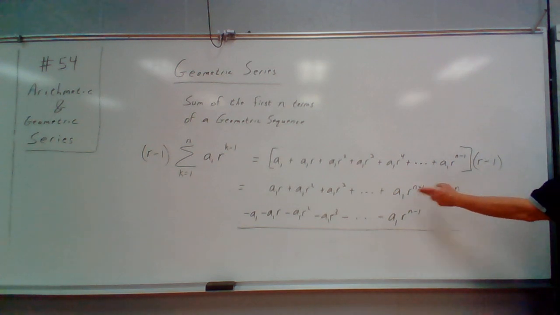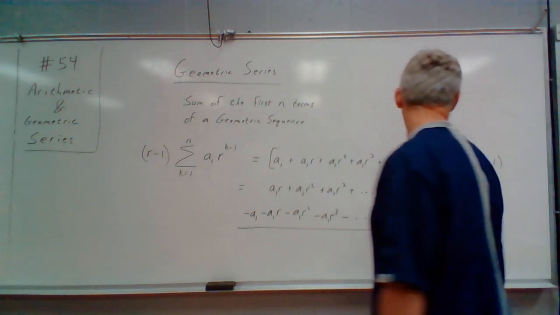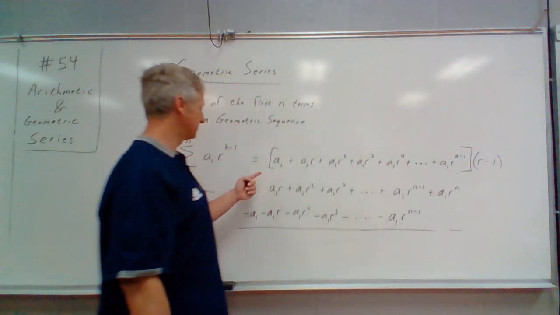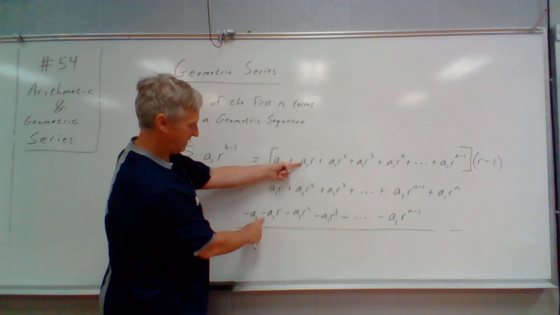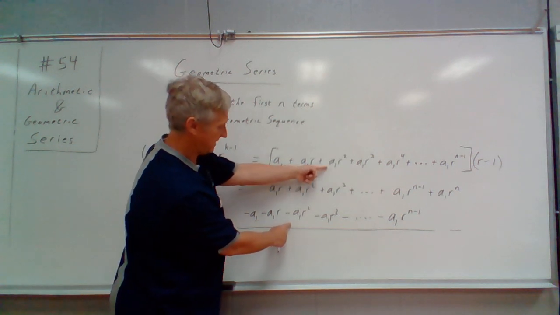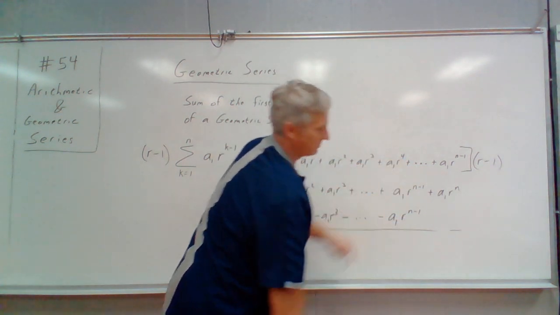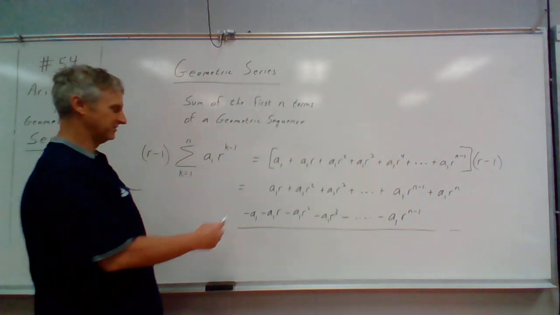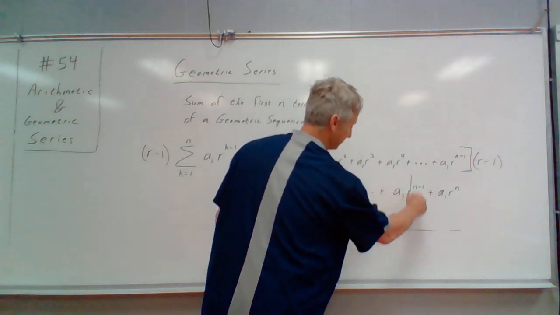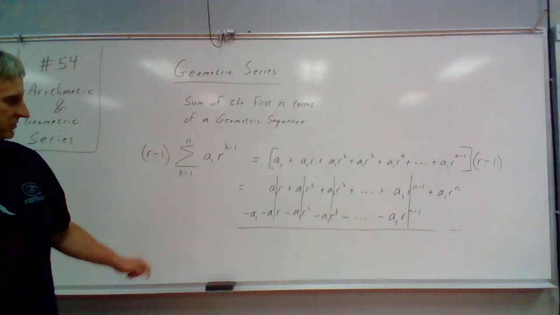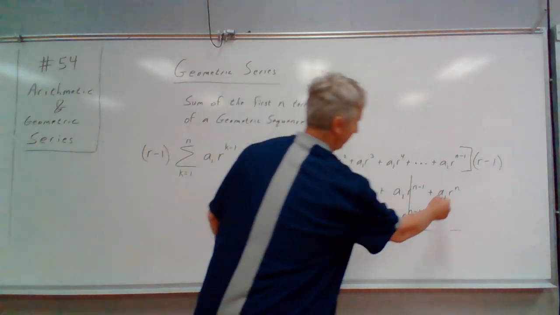All right, so I have all this written out. And I had this written right the first time. I just ignored it. All right, now I'm going to multiply everything by the minus 1. So I get minus a1 minus a1 r minus a1 r squared all the way up to minus a1 r to the n minus 1. All right, so now those cancel, those cancel, those cancel. They all cancel up to there. So here's what I'm left with now. This one and this one.